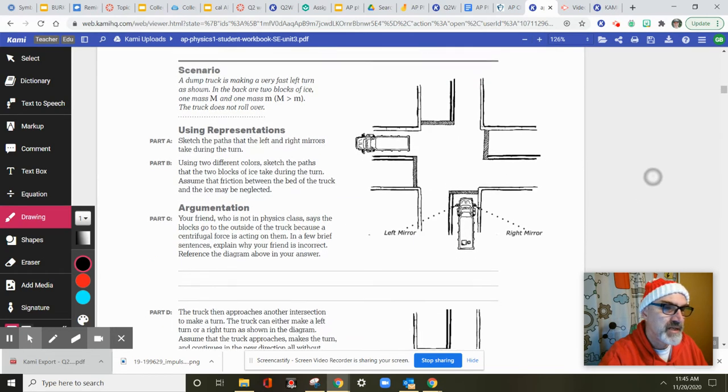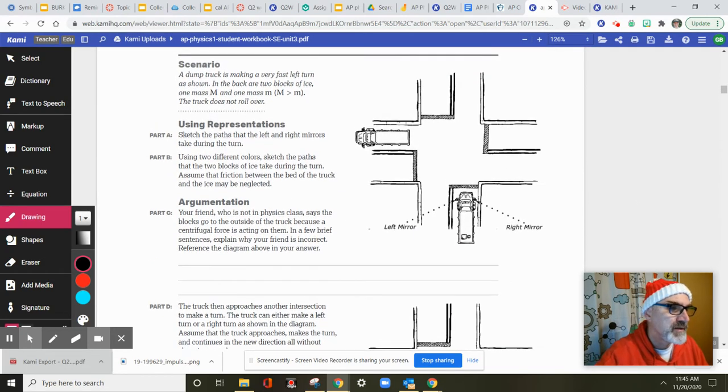So, 3C. Here we have a dump truck making a very fast left turn. In the back are 2 blocks of ice, one of mass big M and one of mass little m. Big M is bigger than little m. The truck does not roll over. Well, that's good. Sketch the paths that the left and right mirrors take during the turn.